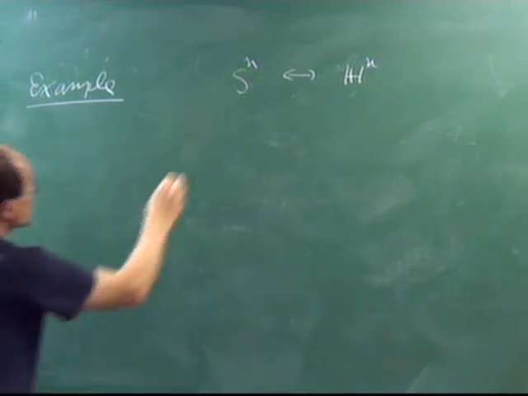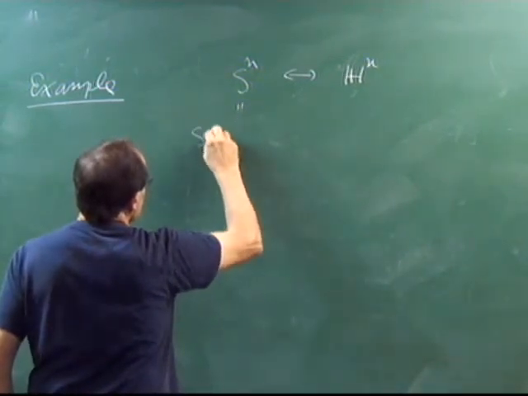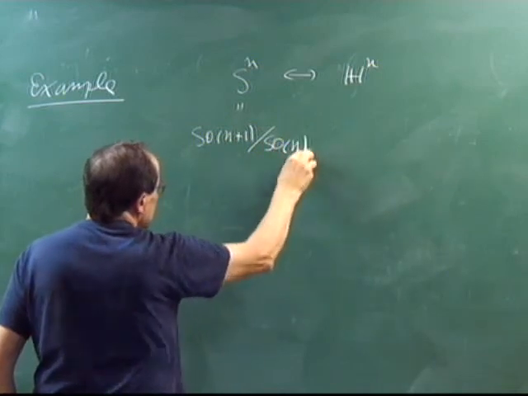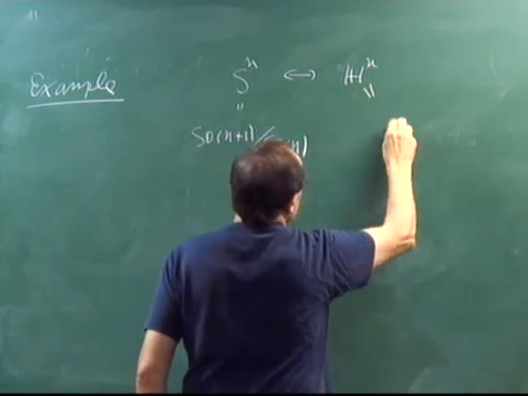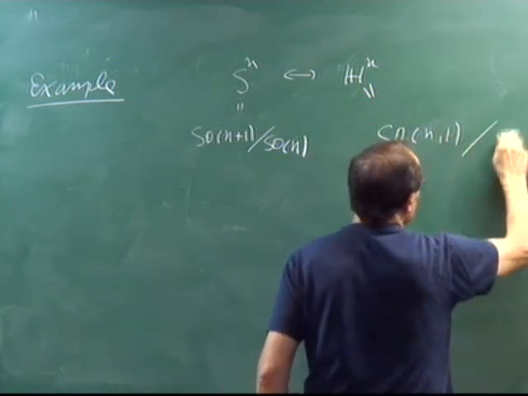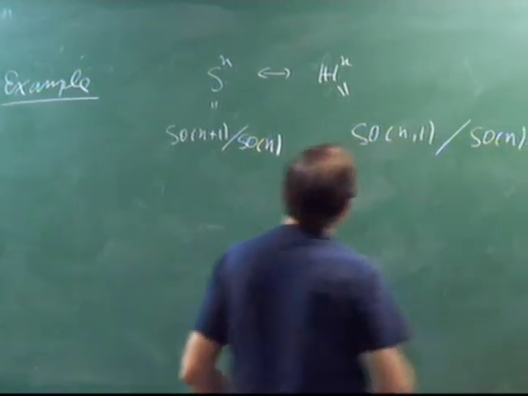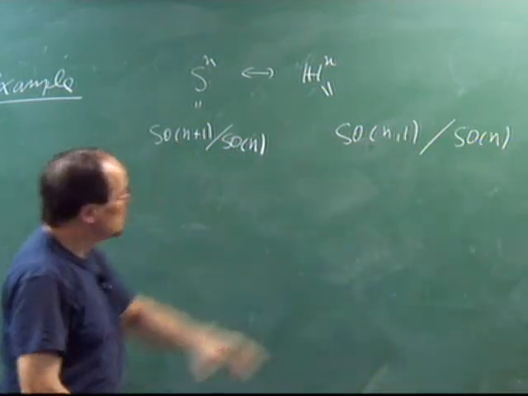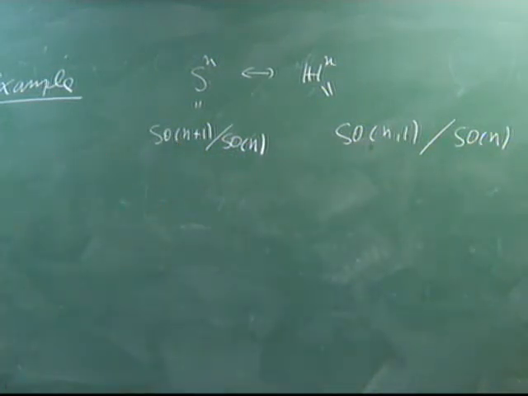Of course, this here was SO(n+1) over SO(n). That's a symmetric pair. And this here was SO(n,1) mod SO(n). That was a symmetric pair. This here is non-compact, and this group was compact. Right? So that's the supposed duality.